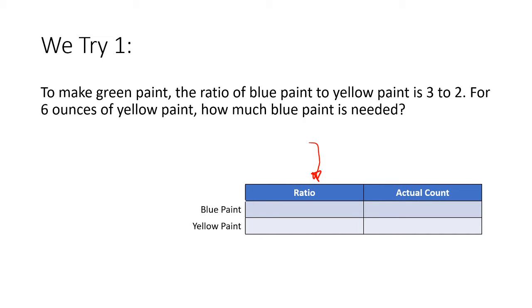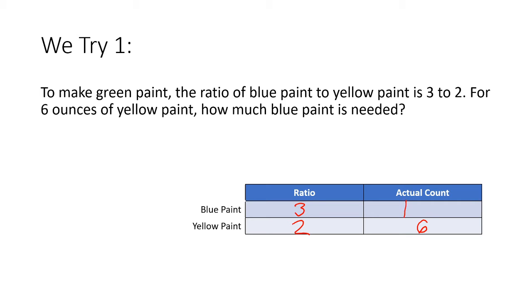In my first column, I'm going to put the ratio of blue paint to yellow paint. And in the right, I'm going to put in the actual number. You'll see in a second the reason why we do this. The ratio of blue paint to yellow paint is for every 3 things of blue paint, I need 2 things of yellow paint to make green paint. To make 6 ounces of yellow paint, so my actual count, I'm going to put 6 in the yellow paint row. So now I've set up my table.